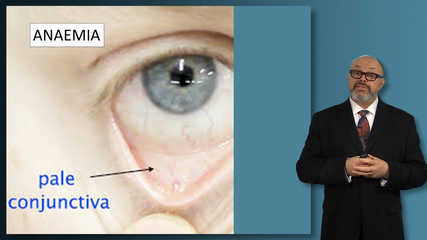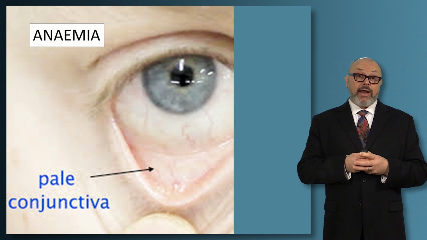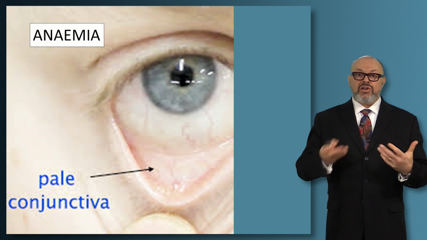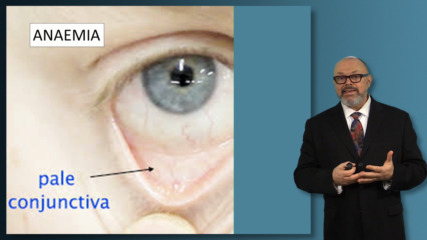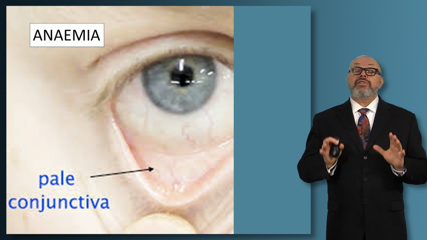Too little red blood cells is called anemia. You will recall that red blood cells carry oxygen, and so a patient who is anemic is not getting enough oxygen. They will feel tired, fatigued, and out of breath. And if you look at them, you will notice that they're pale.